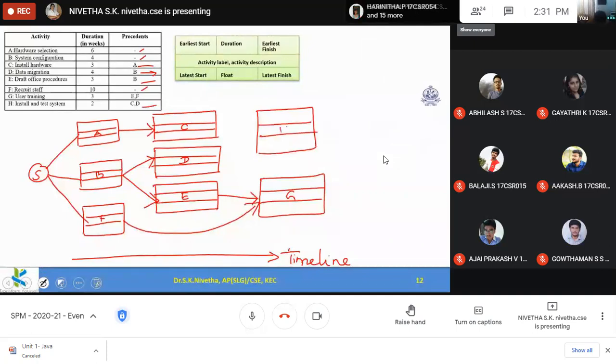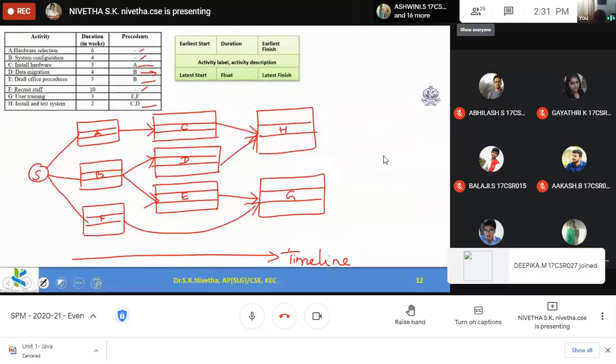Both C and D are to be completed to carry out H. So that's all. There are no other activities. So for what shall I do? That's all. Complete. The project should end. So if all these activities are over, the project should end.